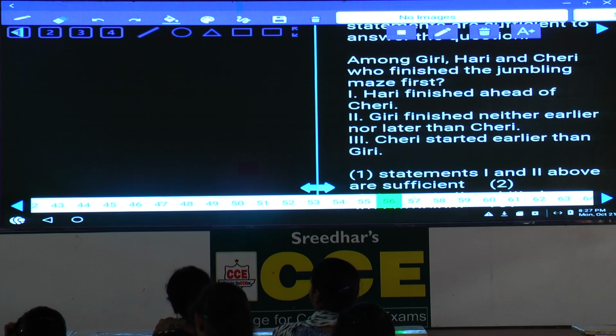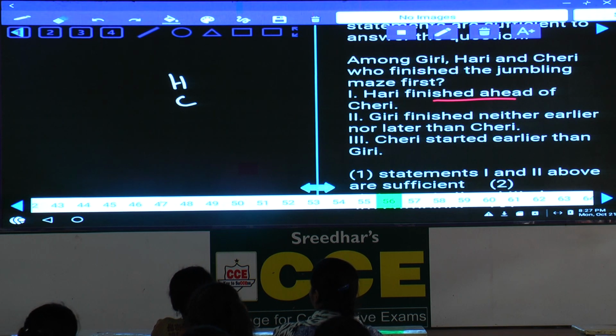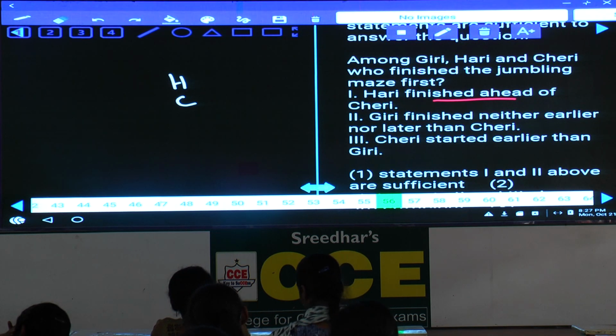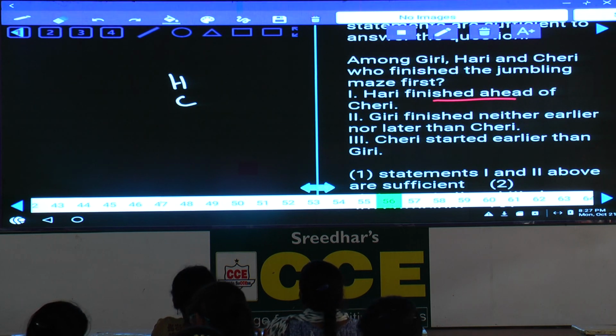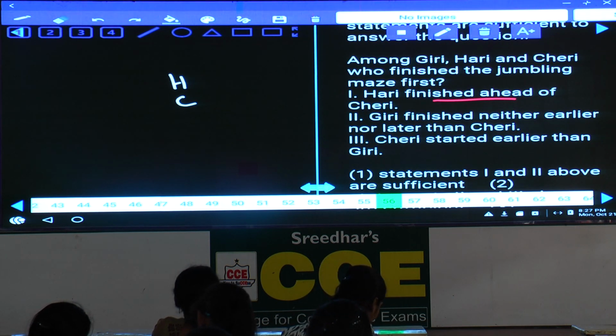Yes, listen to this carefully. Now what is the first information here? Hari finished ahead of Cherry. Then whether Hari can be at the first place or the other person, Giri, can be at the first place. We are getting 2 different answers. 1 alone is not sufficient. Choice 4 is ruled out. Did I say it or not?